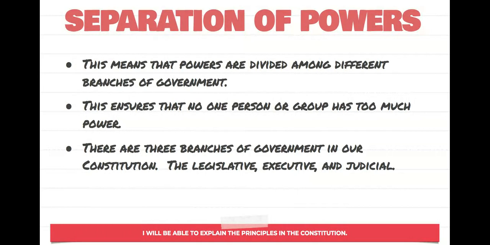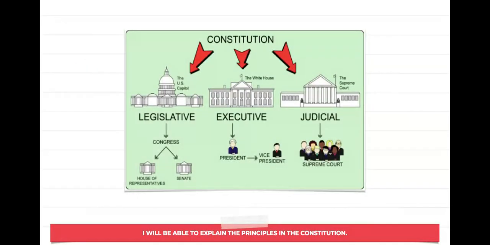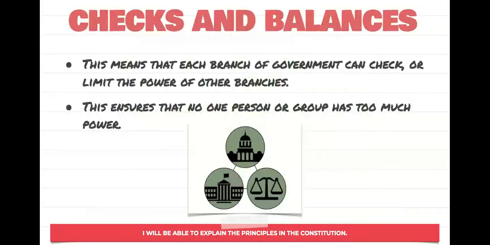There are 3 branches in our Constitution. And we'll go over this more, but for now, you really just need to know the basics. We have the legislative branch, the executive branch, and the judicial branch. Okay, so this kind of shows it. So we have the Constitution, which lays out 3 branches: legislative, executive, judicial, and then who is in charge or who is a part of each branch of government. And again, we'll go over that in more detail in the future.